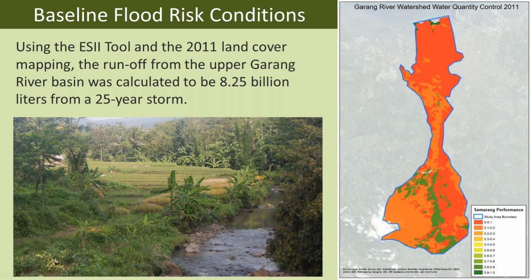So you can see that's actually a heat map that we produced using that approach of the entire watershed. And you can see the darker the green, the better it's performing that function. We were looking at water quantity control because it was a flood risk reduction project. But then we also used the engineering unit capacity of the tool to actually measure how much water is actually coming out of that upper basin.